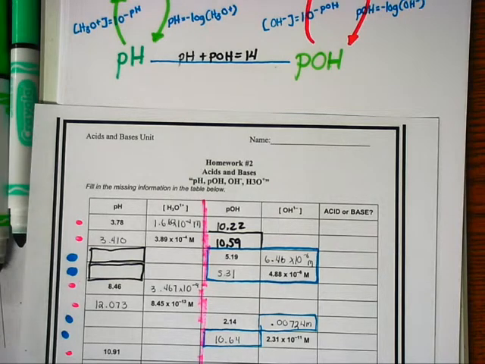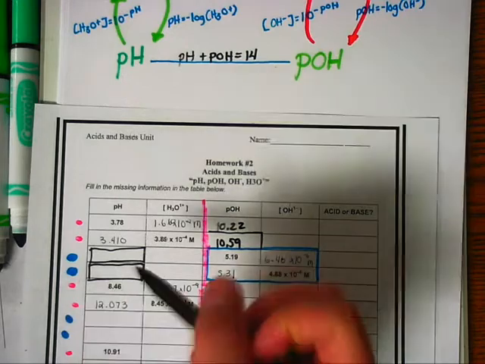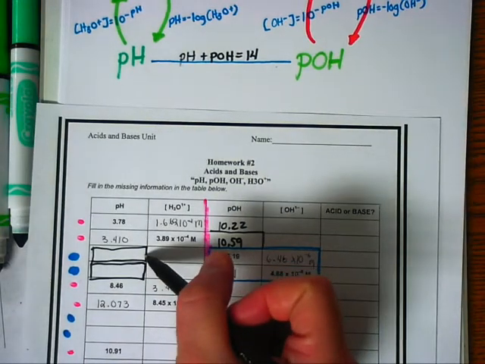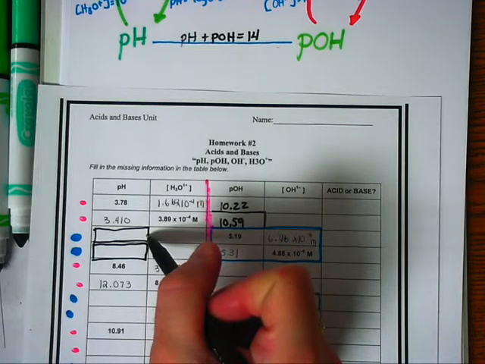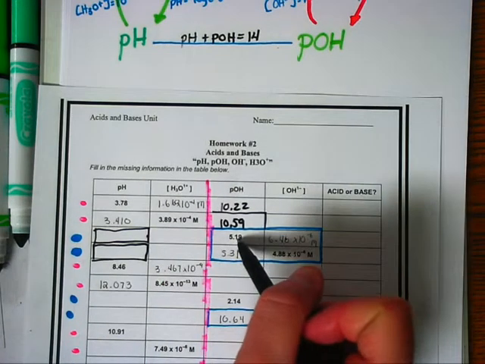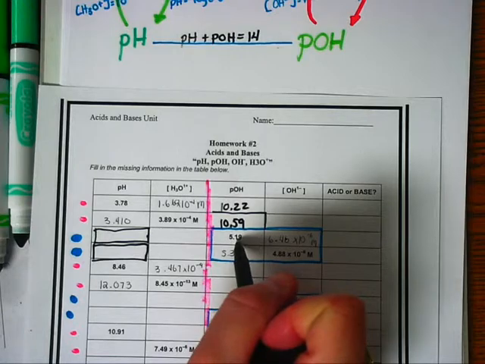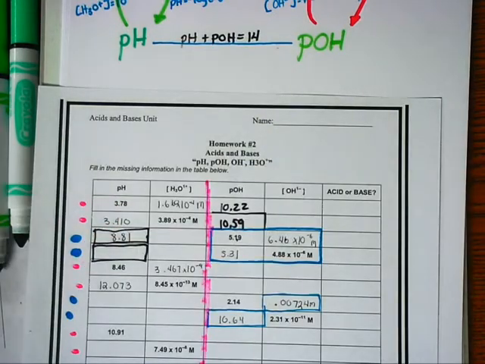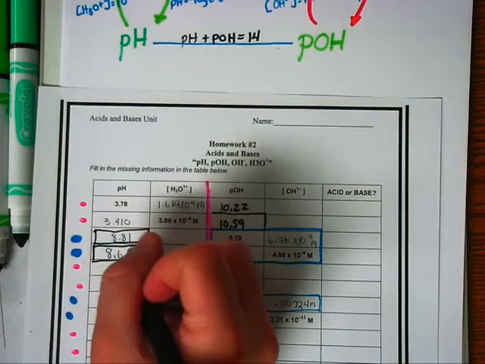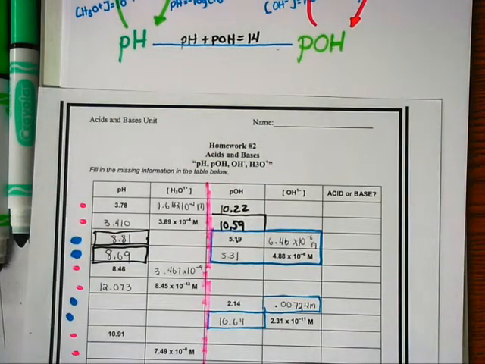What'd you get for the first blank? We're going to take this one right here. We're going to do 14 minus 5.19. We get 8.81. What about for the second blank? Feeling pretty good about this?